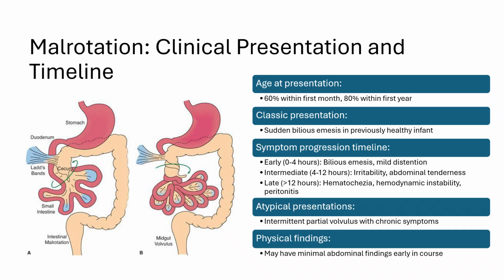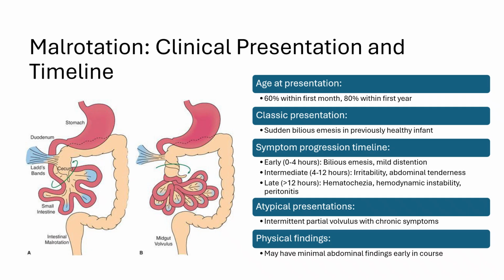The late phase, beyond 12 hours, represents advanced ischemia with life-threatening complications. Hematochezia indicates mucosal breakdown and bleeding. Hemodynamic instability reflects fluid losses, inflammatory mediator release, and potential sepsis. Peritonitis develops as the bowel wall integrity fails.